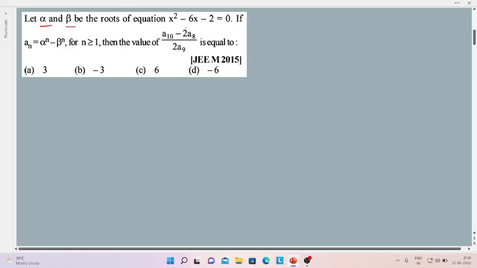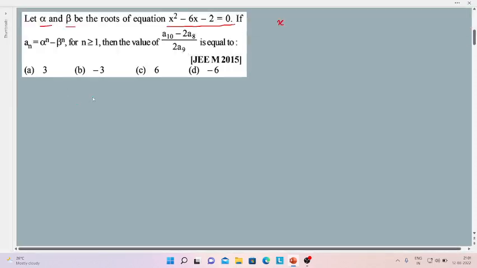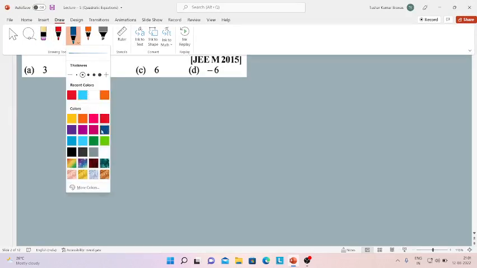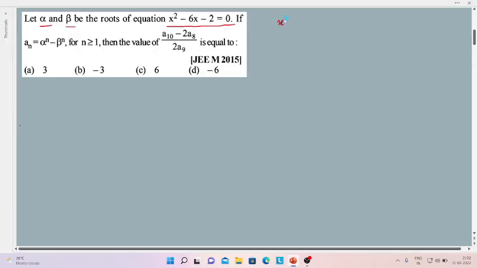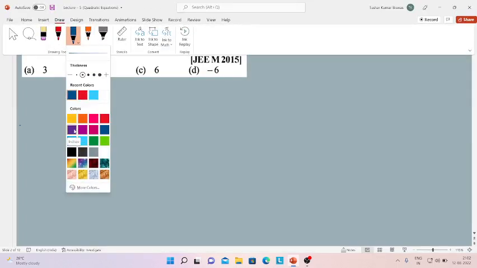Let alpha and beta be the roots of the equation x square minus 6x minus 2 equals to 0, right? So we have to first write down the given equation, which is x square minus 6x minus 2 equals to 0, right? This color is not visible enough. Let me write down this equation. This is the question which is given to us, right? So we have to solve this question.